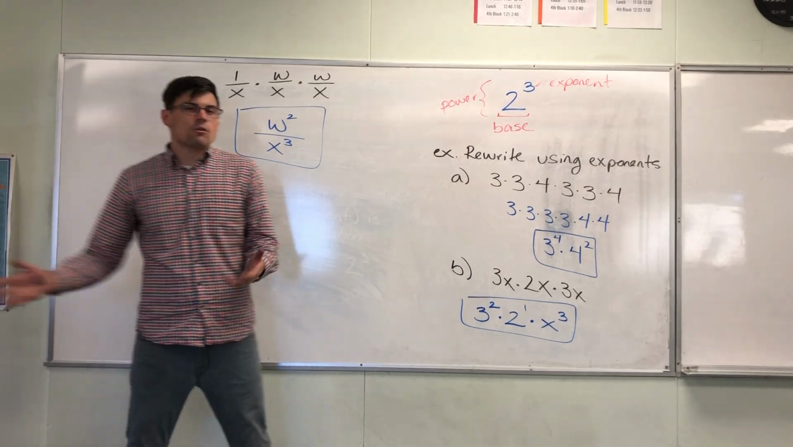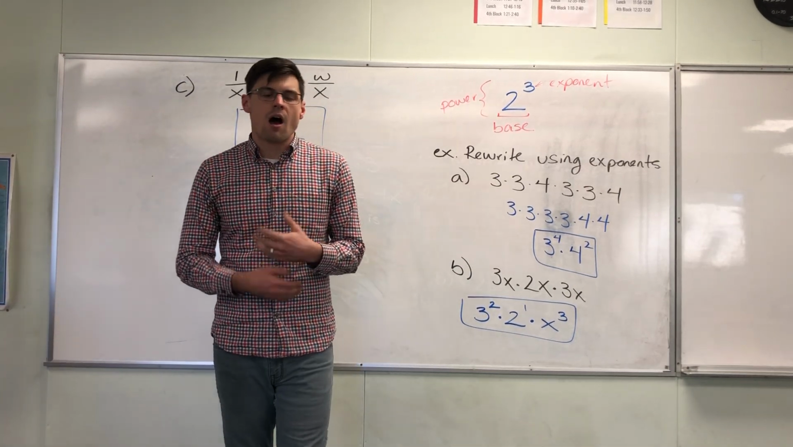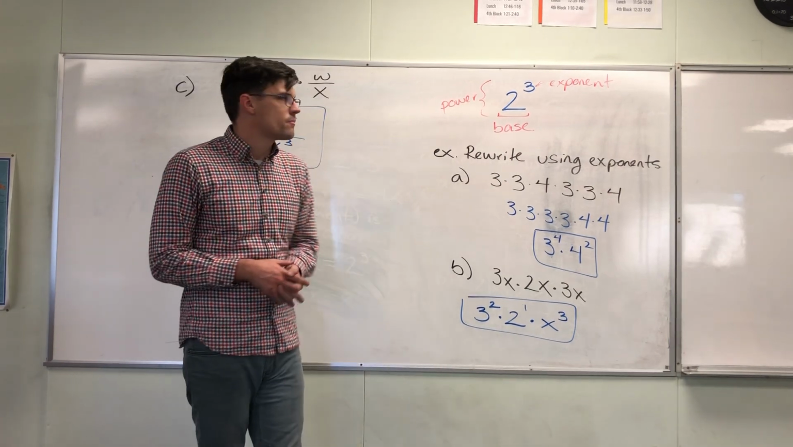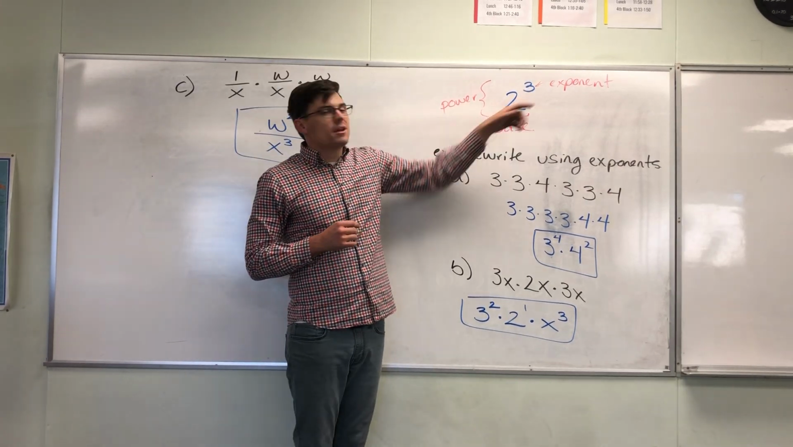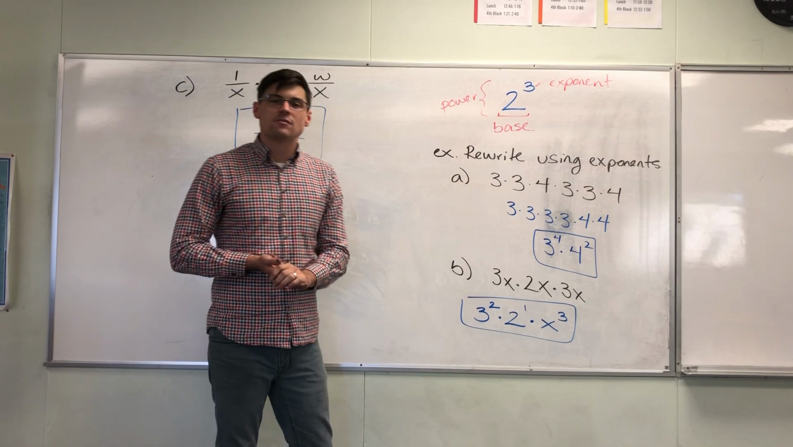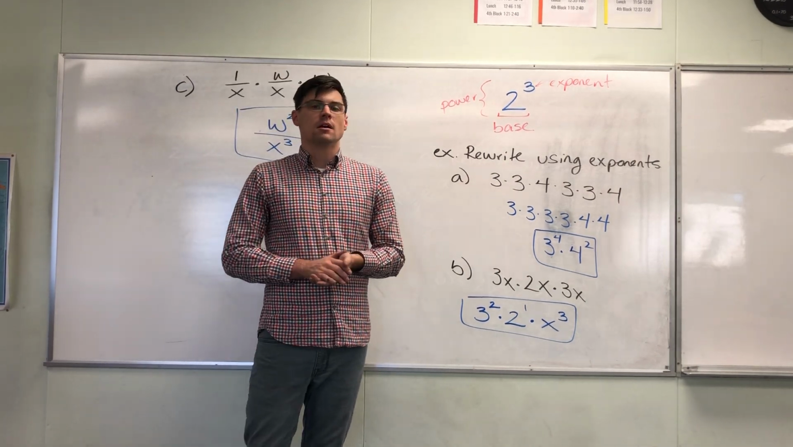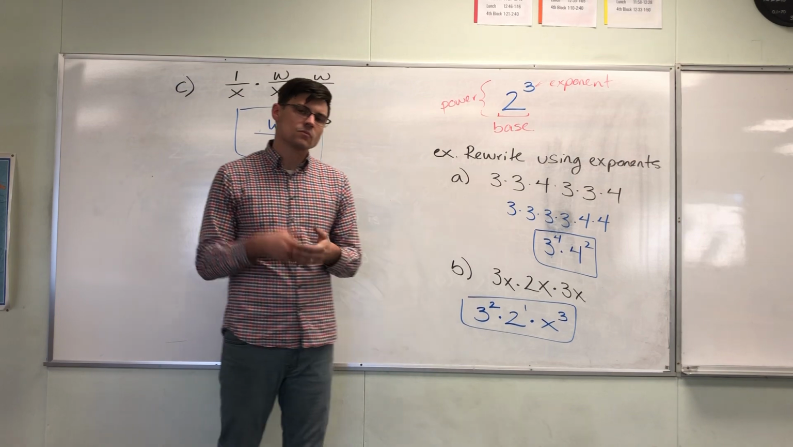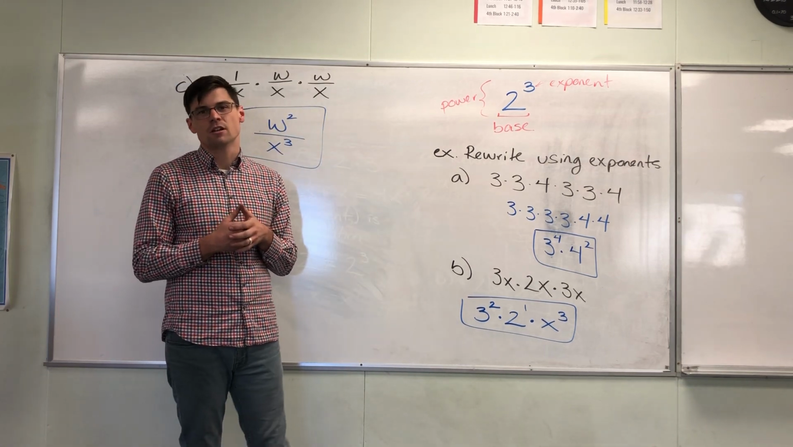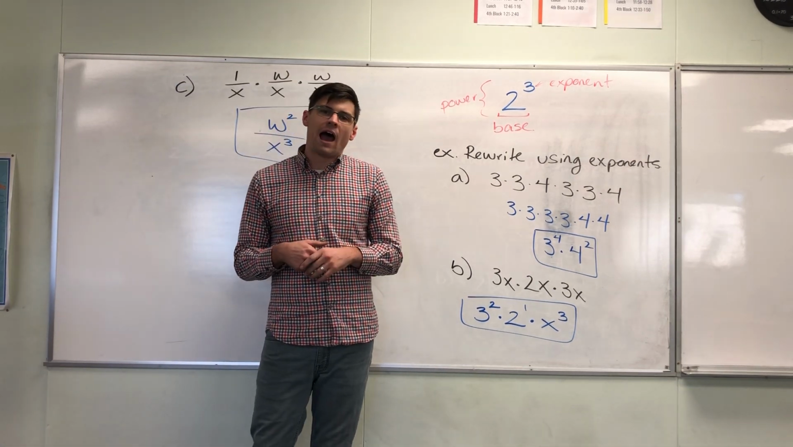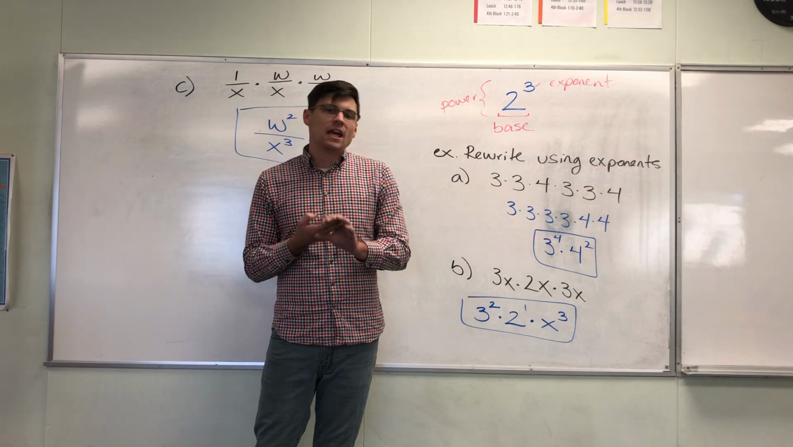So that's a review of positive integer exponents. An exponent can be anything at all. It doesn't have to be positive. It could be a negative number. It could be 0. It can even be a fraction. The topic of the very first section of chapter 7 is how to deal with 0 and negative exponents.